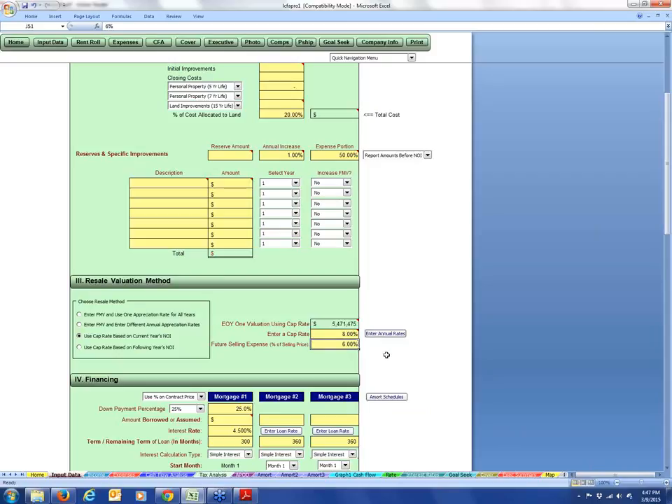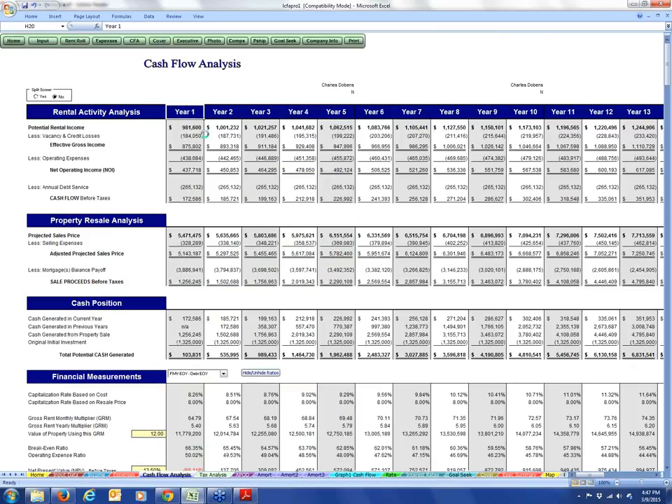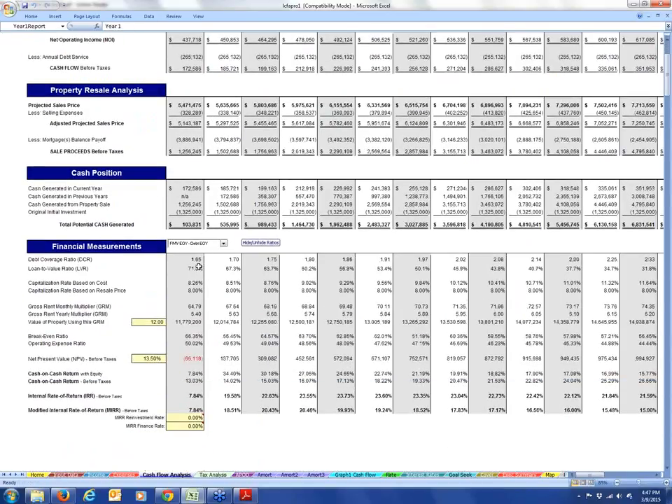Let's go with an 8 cap. Let's tell them that our investors are only interested in 8 cap properties. So let's come up here to the contract purchase price and say $5.3 million is what we're looking to spend on this property. So our offer is going to be $5.3 million. Is that a good deal for us? Well, you click on the cash flow analyzer, let the numbers work all the way through, and here's what we come up with. I come right down here to the financial measurements. 1.65 debt coverage ratio.